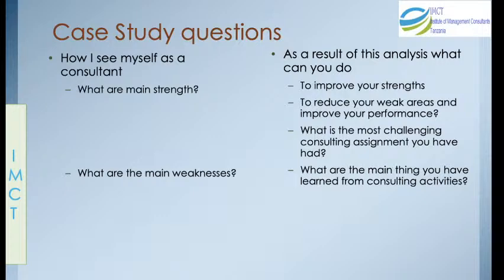Now, question number one: how do I see myself as a consultant? What is your strength? We have learned a lot of practical things as a consultant, particularly about effective and ineffective consultants. What are your strengths? What are your weaknesses? Be honest with yourself. As a result of this analysis, what can you do to improve your strengths, to reduce your weak areas and improve your performance? What is the most challenging consulting assignment you've had? What are the many things you've learned from consulting activities?